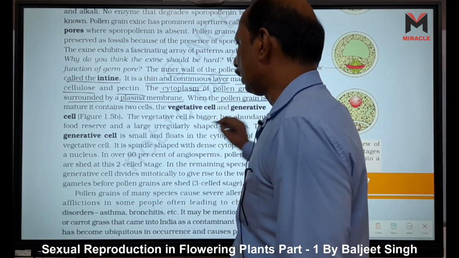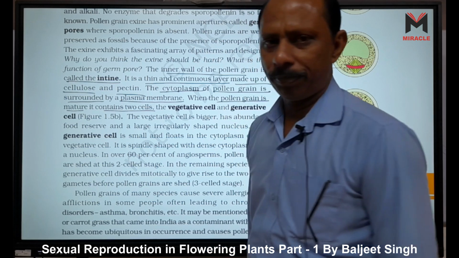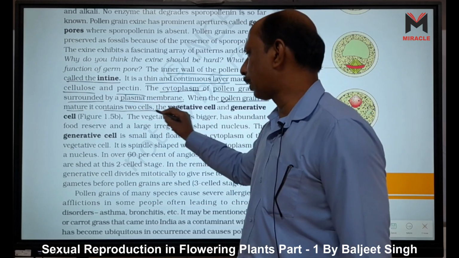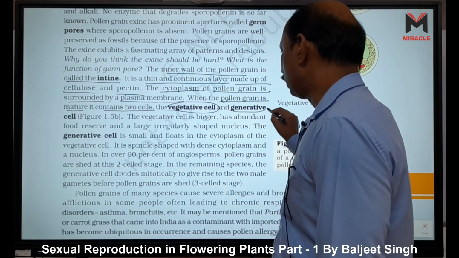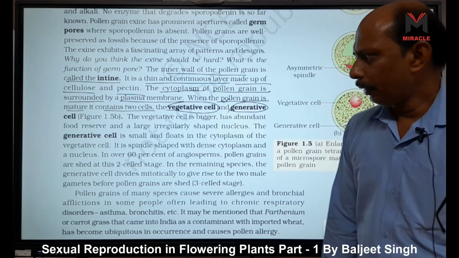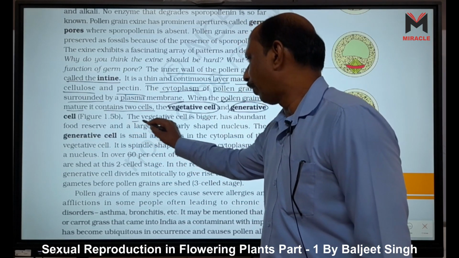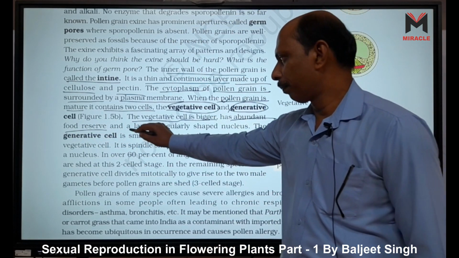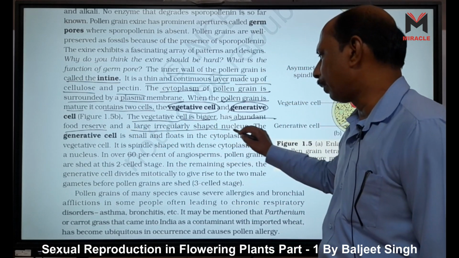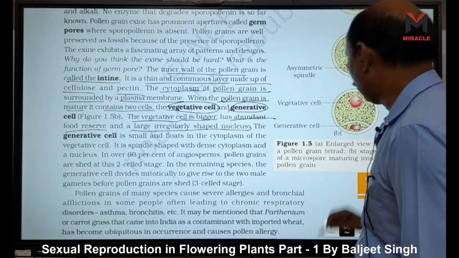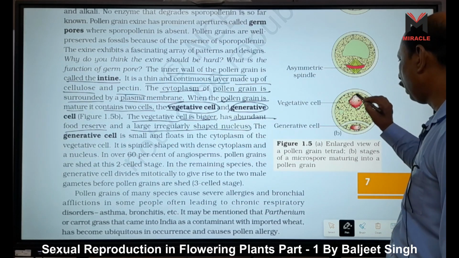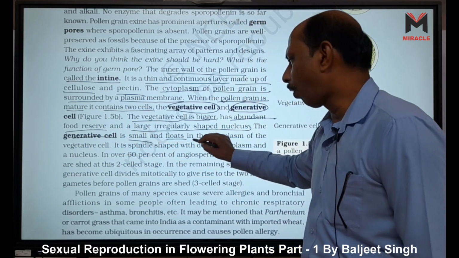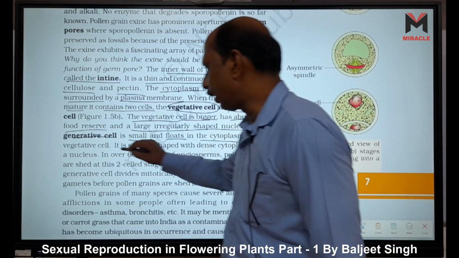When the pollen grain is mature, it contains two cells. A mature pollen grain, right? It contains two cells. One is the vegetative cell, another is the generative cell. The vegetative cell is bigger and has abundant food reserves, and it has a large, irregularly shaped nucleus also. The nucleus of the vegetative cell is irregular, not circular. And the generative cell is small and floats inside the cytoplasm of the vegetative cell.